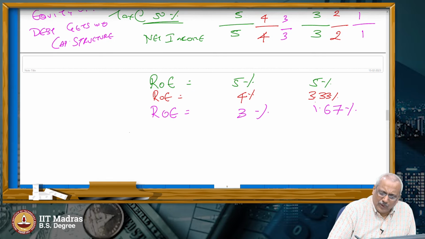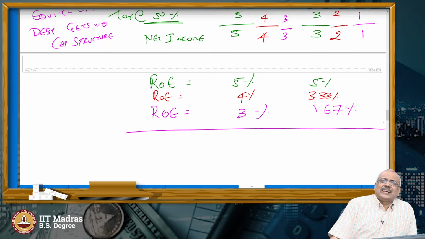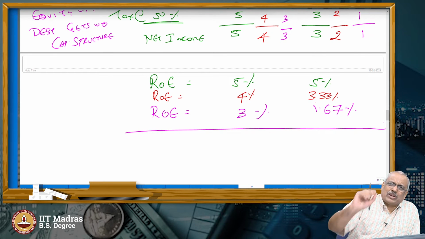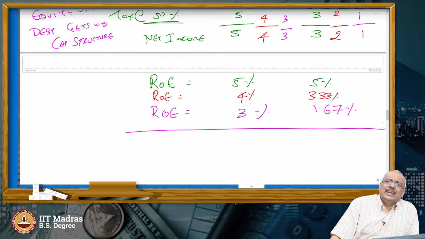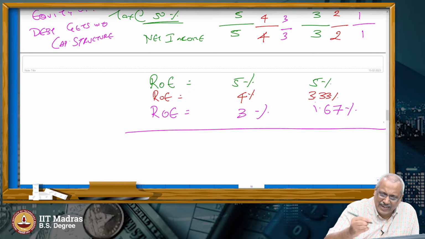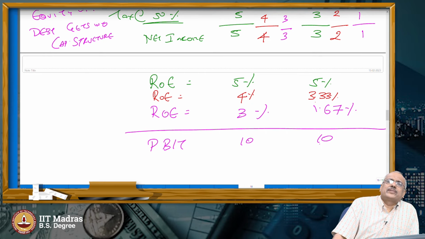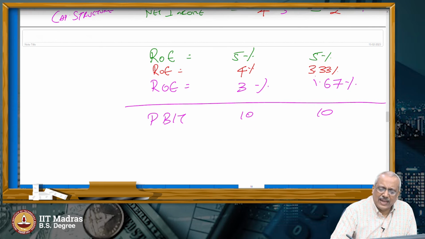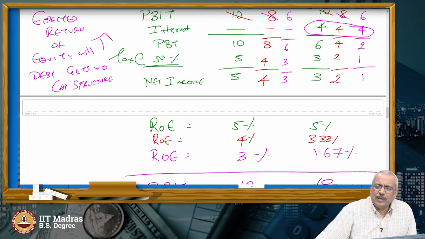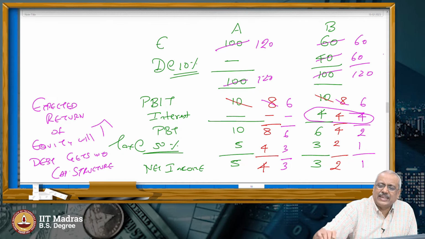Now, you are putting up a plant. When does the return come? Return will come after you put up a plant, after the plant has come into operation, after the plant has reached a steady state. That is when return will come. But the moment you have borrowed, your PBIT will be the same $10. Then what happens? Interest in this case 0, interest in this case $6. Why? Because your debt is increased to 60.